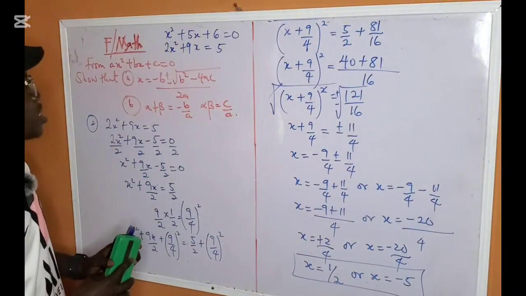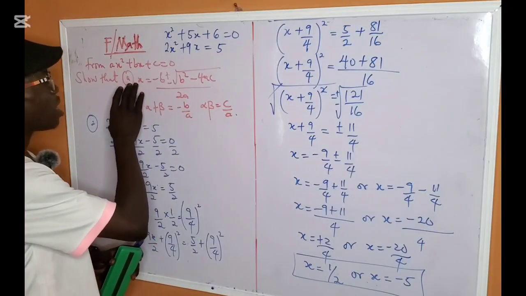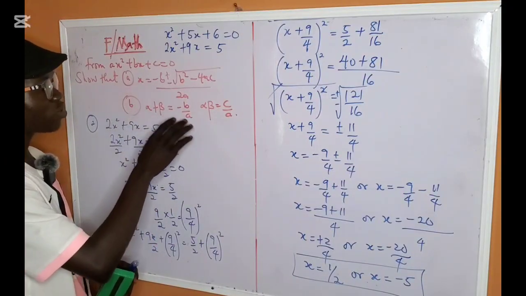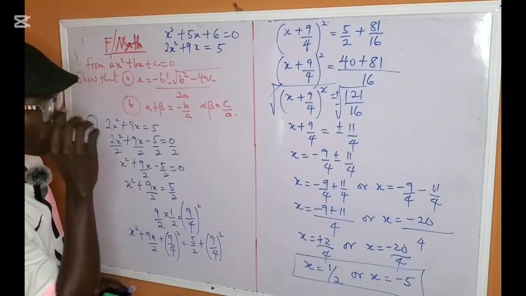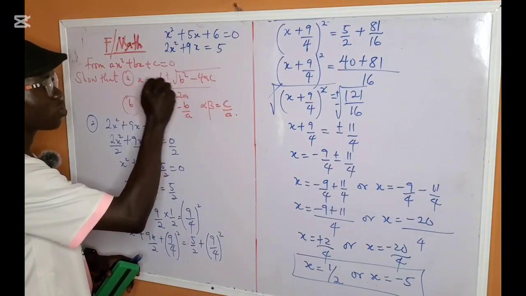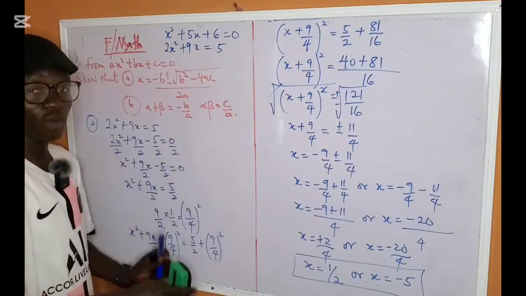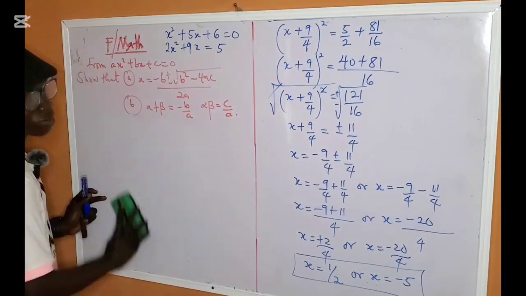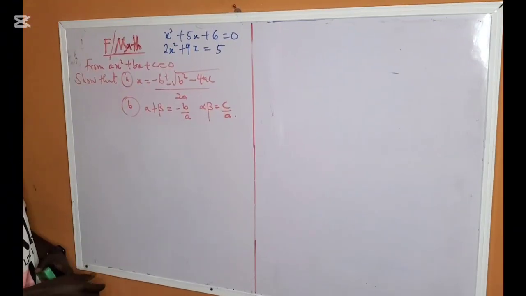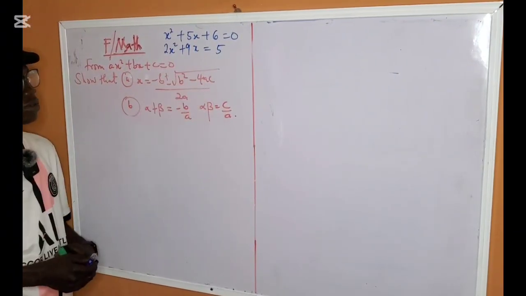Right. So the next thing is to solve for alpha plus beta equals minus b over a, and alpha beta equals c over a. But before we do that, I want us to also use the quadratic formula to get the same answer we just got using the completing the square method. Right now, I'll be solving these two questions using the formula method.